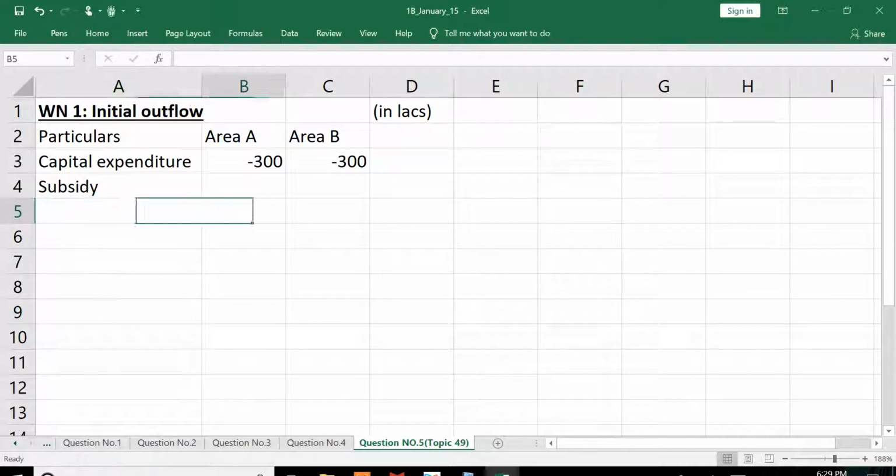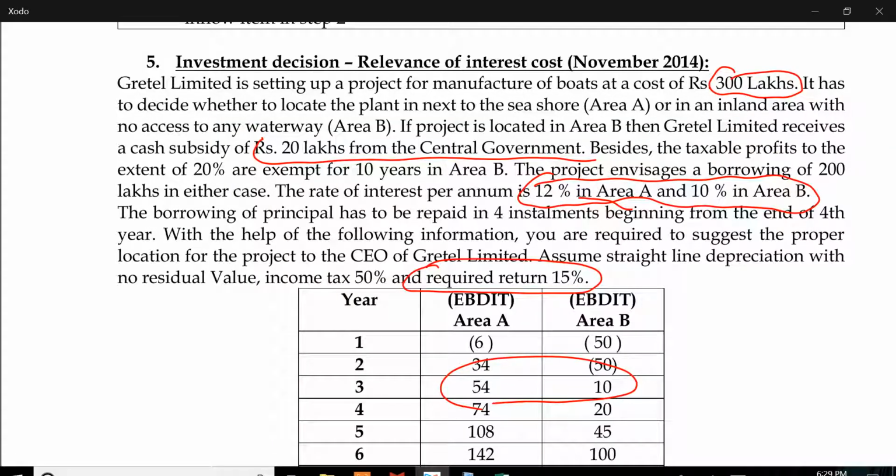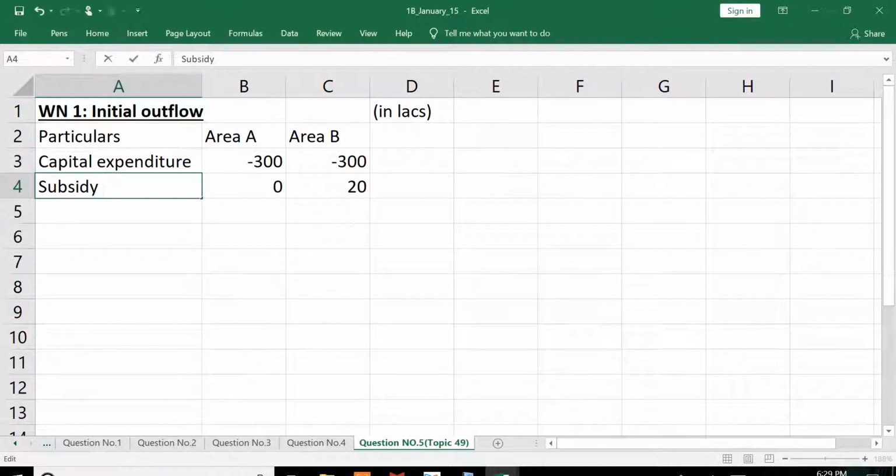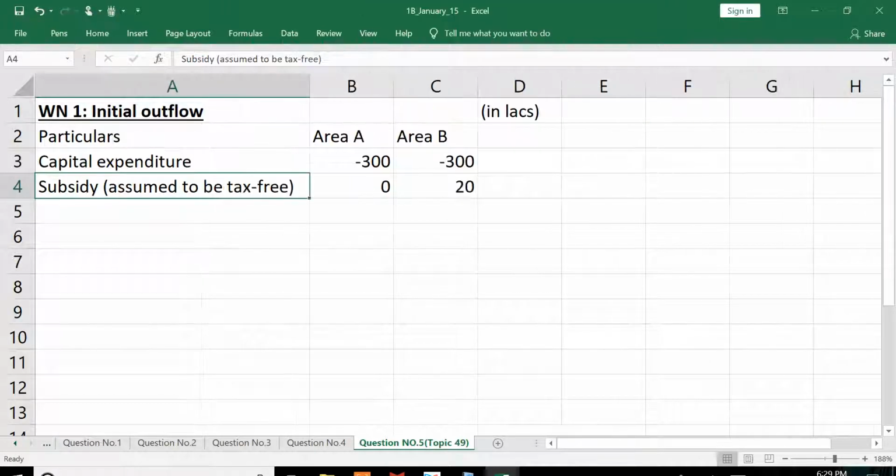Subsidy. In which area do we receive subsidy? B. My assumption is, you can write in bracket, assume to be tax free. This can also be taxable. If it's taxable, I'll have to pay tax on this. I'm assuming that this is a tax free subsidy. Assume to be tax free, 0 and 20.